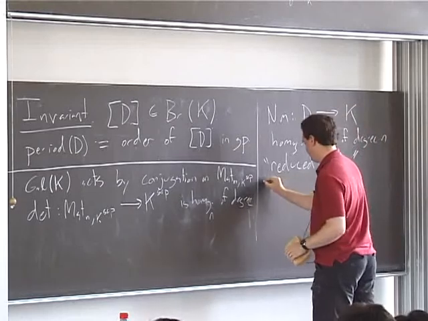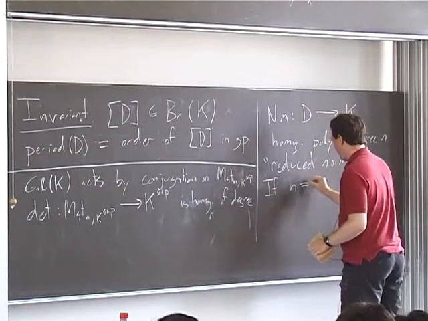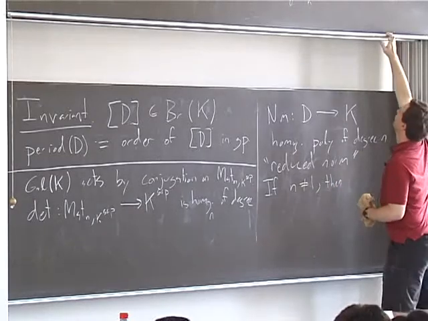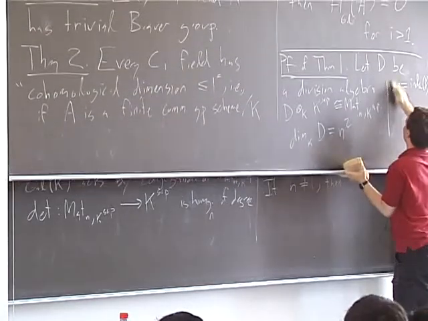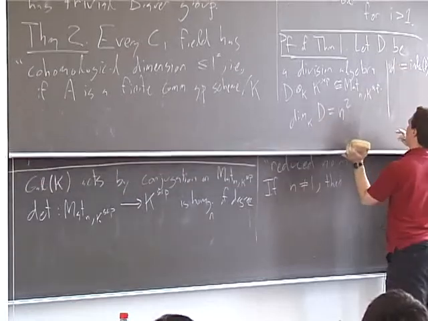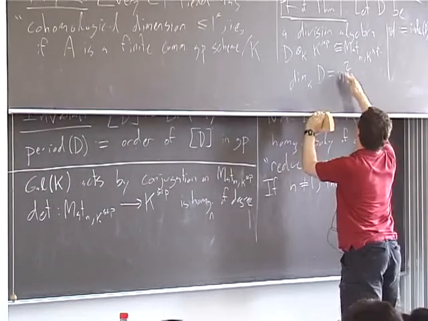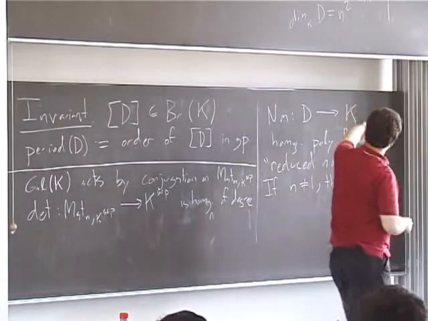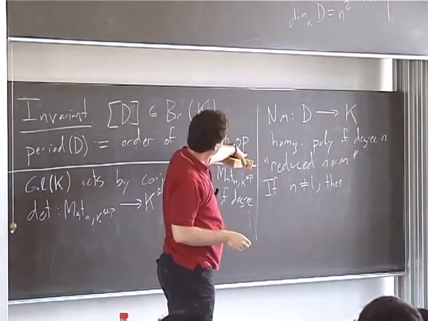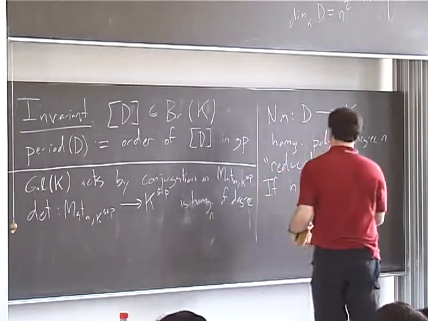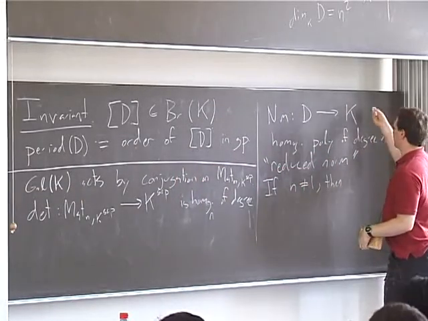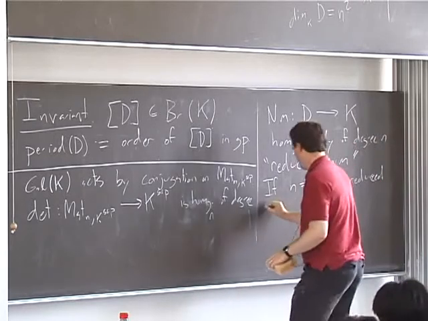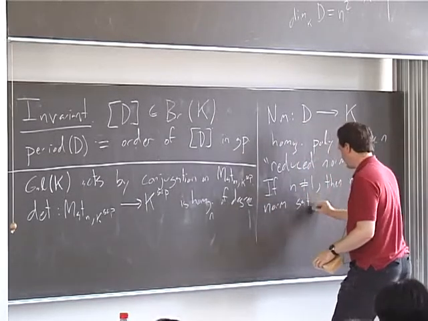So if n is not 1, then this is a homogeneous polynomial. I apologize, this is a different n than we had before. We have a homogeneous polynomial of degree n in n squared variables, so on projective space P^(n squared minus 1). So the reduced norm satisfies the C1 condition.